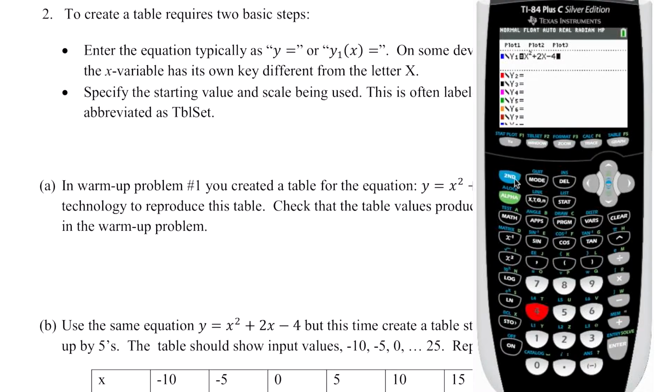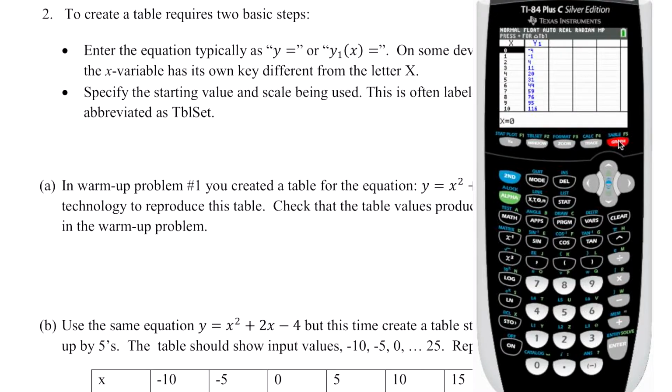And it's in blue, so we have to hit second table to take a look at the values. And if you notice, they start at 0 and go 1, 2, 3, 4, 5, 6, 7, 8, 9, 10. And I can also go backwards here. Now I can change where to start my table, and I can change the scale. So if I want to change what my table looks like, I go here to table set.